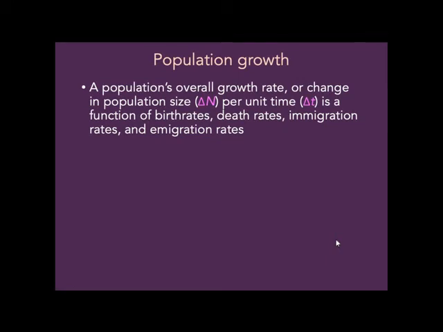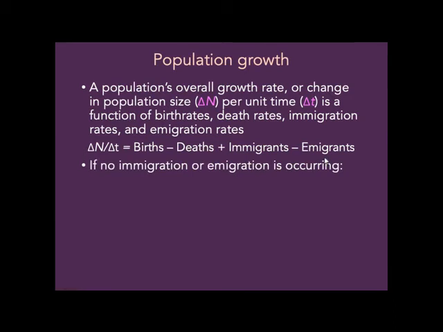Now let's get into the math of it. The overall growth rate of a population is referred to as change in population size per unit time, so that's delta N per delta T. Delta is that triangle, and it just means change. A population's overall growth rate is a function of birth rates, death rates, immigration rates, and emigration rates. So the change in population size over the change in time is the number of births minus the number of deaths plus the number of immigrants minus the number of emigrants, because births and immigrants increase population size, and deaths and emigrants decrease it.